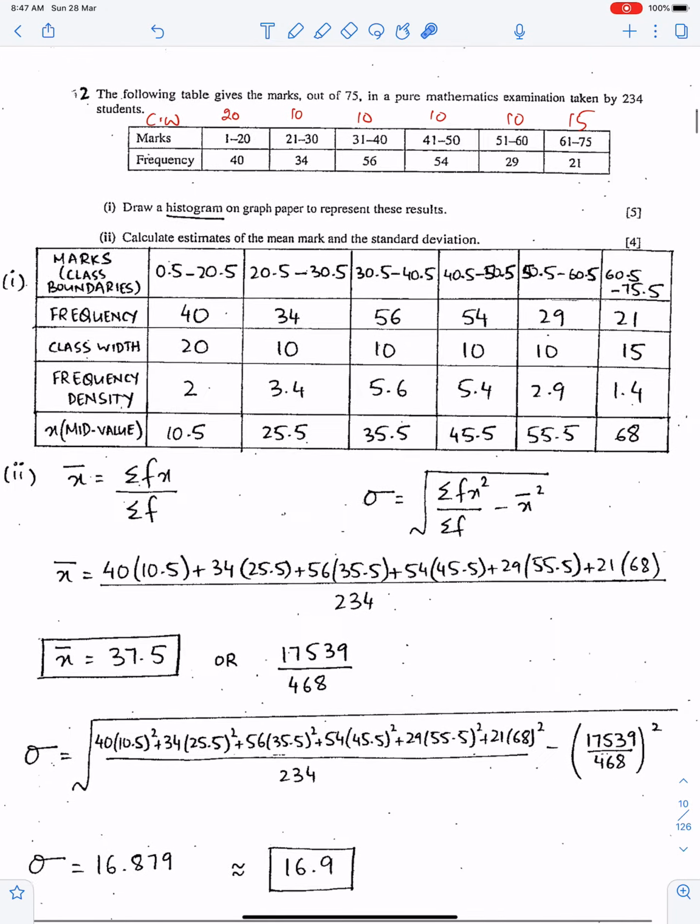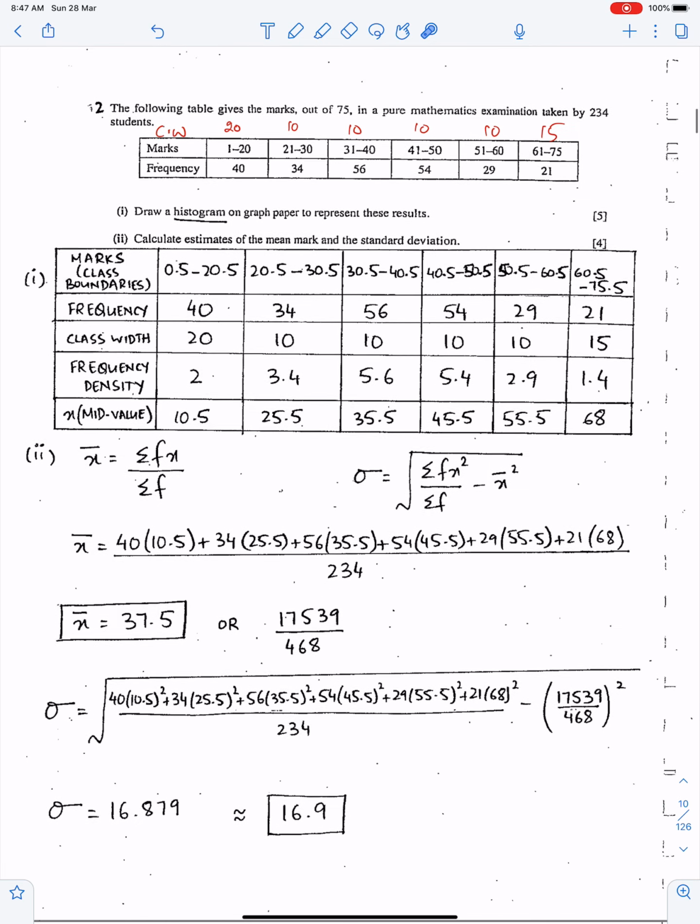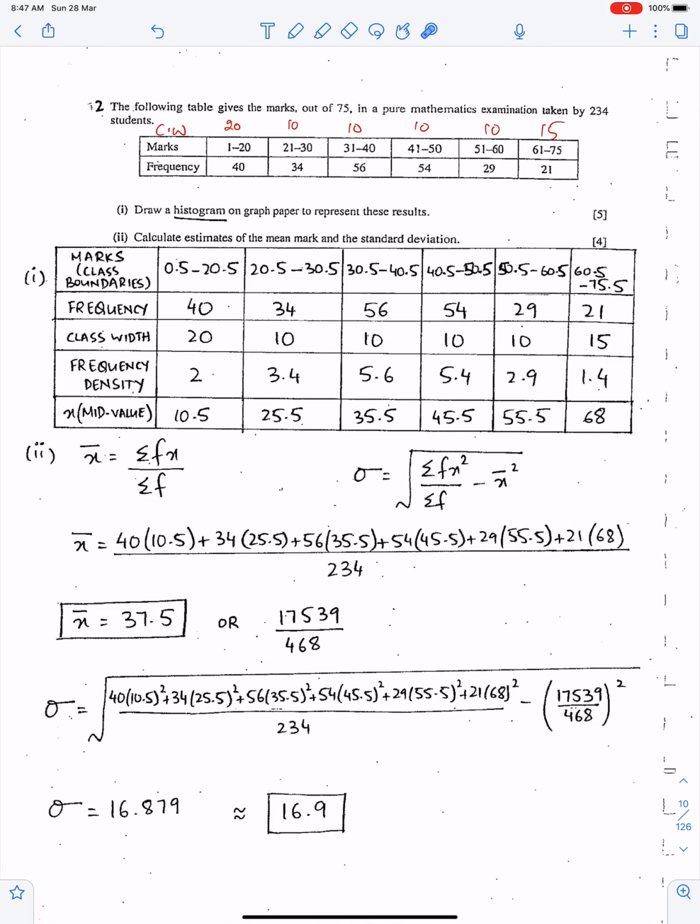Well, this question is on histograms. I hope you are used to this type of table. This is a discrete data frequency distribution. Discrete marks are a discrete quantity. Discrete means countable quantity. And we draw histograms and cumulative frequency graphs for continuous data.